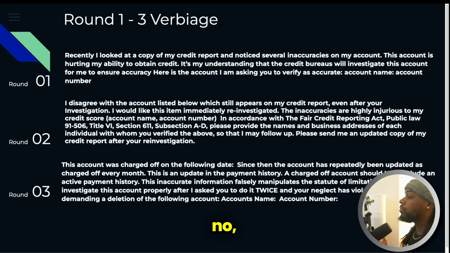The credit bureaus are not a government agency. They are just a regular company. That's it. They are not a government agency. They don't have a list of all your information. It's just a regular person on the phone who has to follow a procedure.